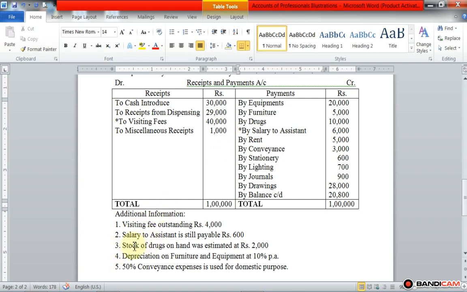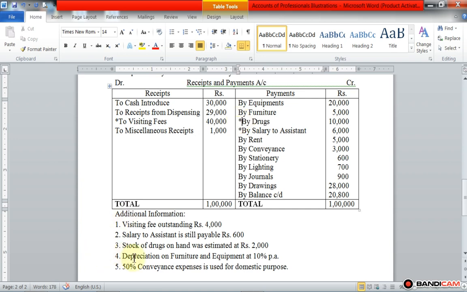Then stock of drugs on hand was estimated at rupees 2,000. It means at the end of the financial year, the stock of drugs remaining in hand of Dr. Gupta amounted to rupees 2,000. It means actual drugs expense is rupees 8,000. Got it? Because drugs of 2,000 remain in hand with Dr. Gupta, the actual expenditure incurred on drugs is rupees 8,000. So make a star in front of drugs.